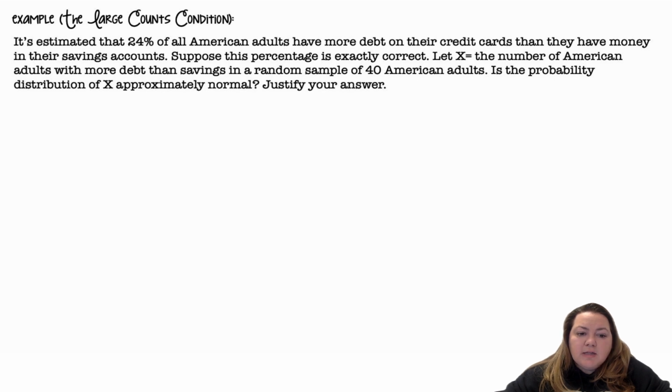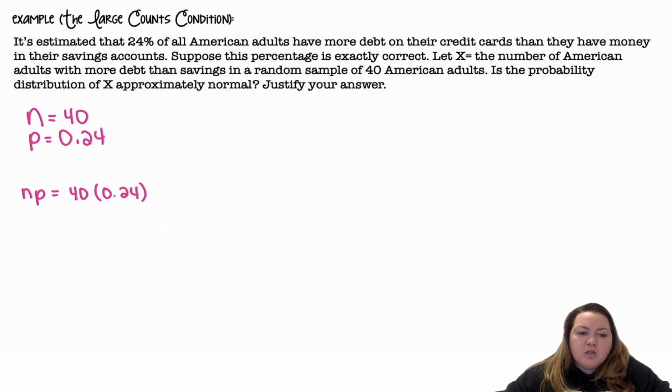It's estimated that 24% of all American adults have more debt on their credit cards than they have money in their savings account. Suppose this percentage is exactly correct. Let x equal the number of American adults with more debt than savings in a random sample of 40 American adults. Is the probability distribution of x approximately normal? Justify your answer. So n equals 40 and p equals 0.24.